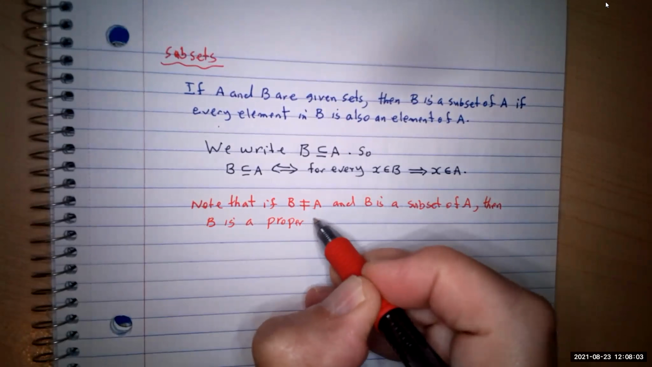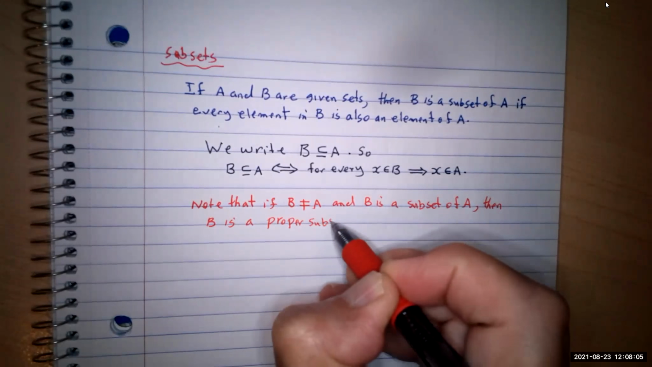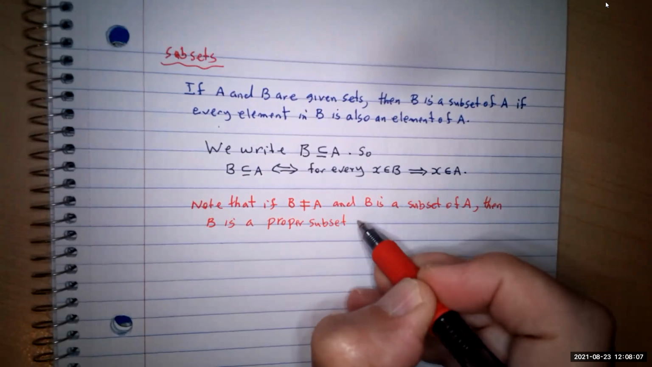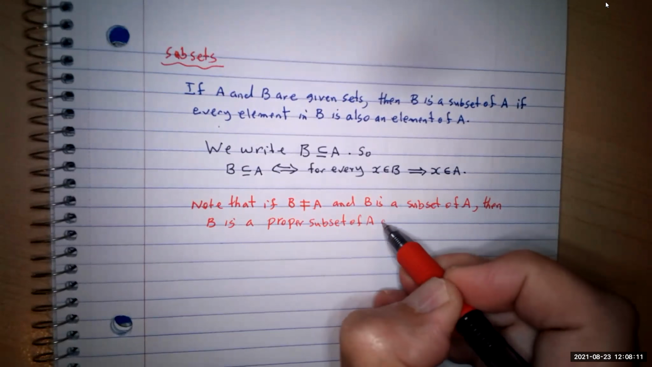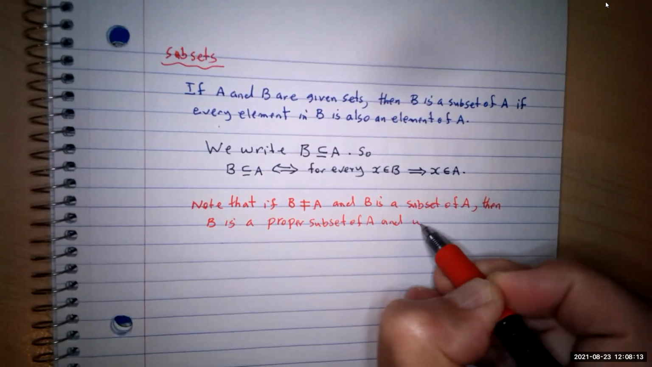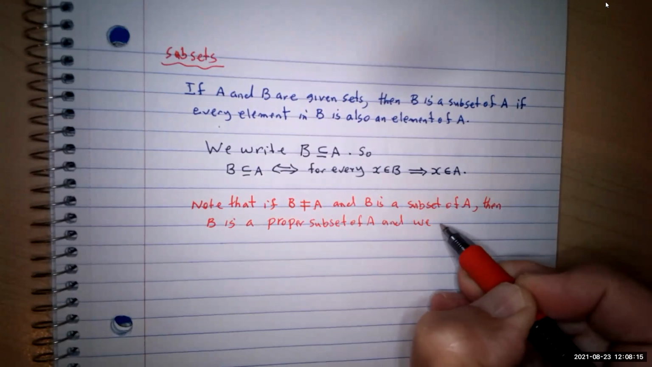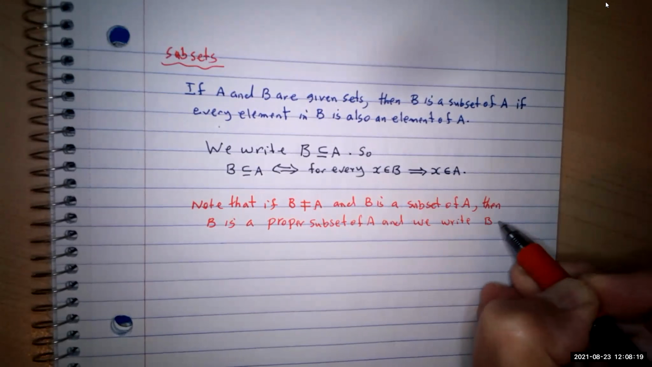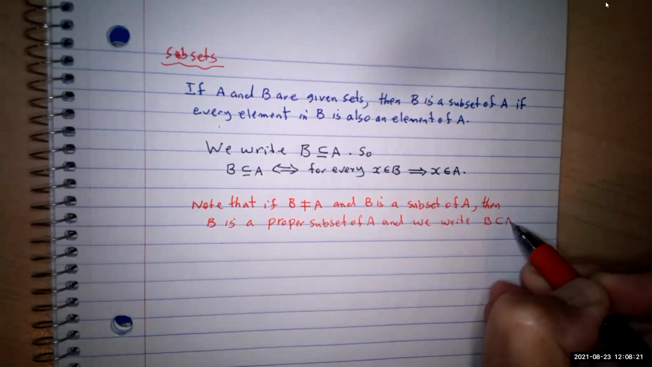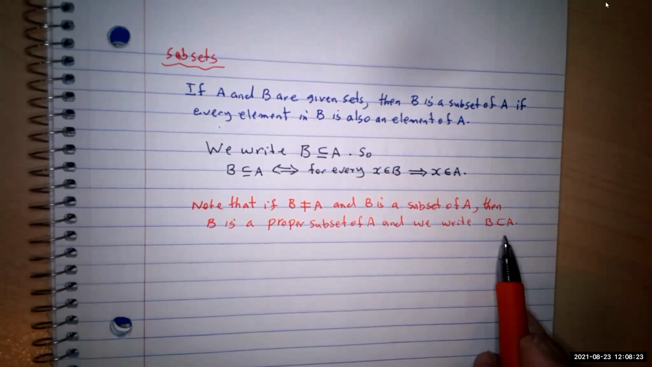Okay, it's going to be a proper subset. Proper subset of A. And we usually write B a subset of A. In some books, they don't care. They give you this one for both of them.